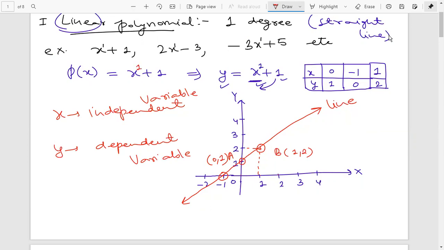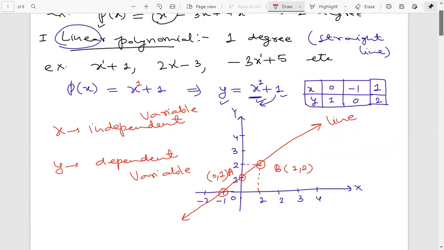So taking the x value, we get the y value and plot it on the graph, and by joining these points we get a straight line. 2, 3, 4 points also we can take. For all the points this will be a straight line only, and that's why it is called a linear polynomial, because for degree 1, or maximum power of x is 1, the graph will come as a straight line.